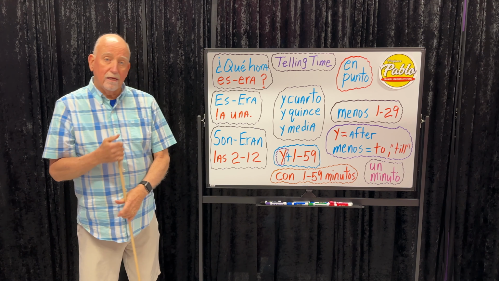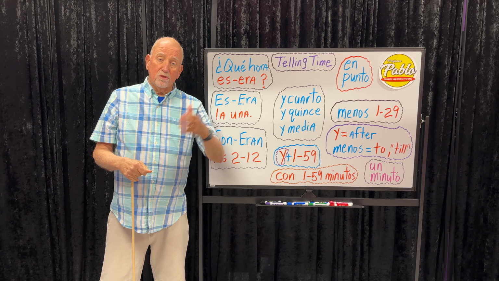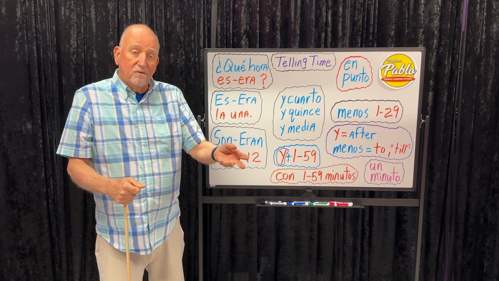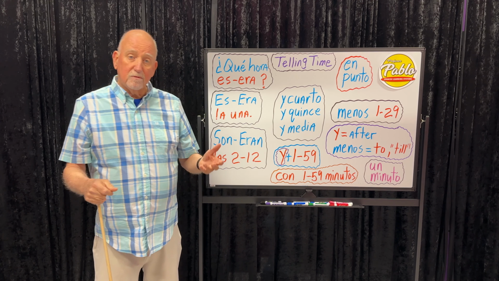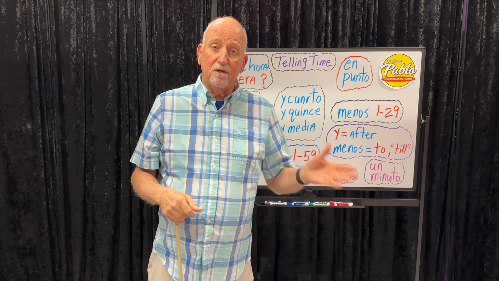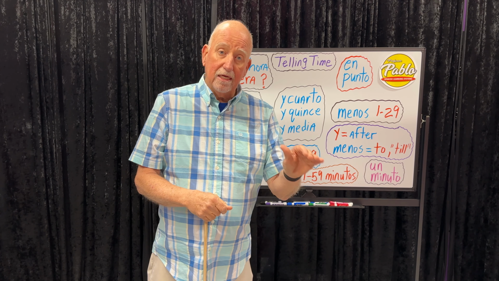A lot of people say it's 8:19. Son las 8 y 19. Most people aren't going to say son las 8 y 19. That's how it's taught in beginning Spanish. But commonly spoken, it's 4:19, son las 4 19. It's 10:10, son las 10 10.